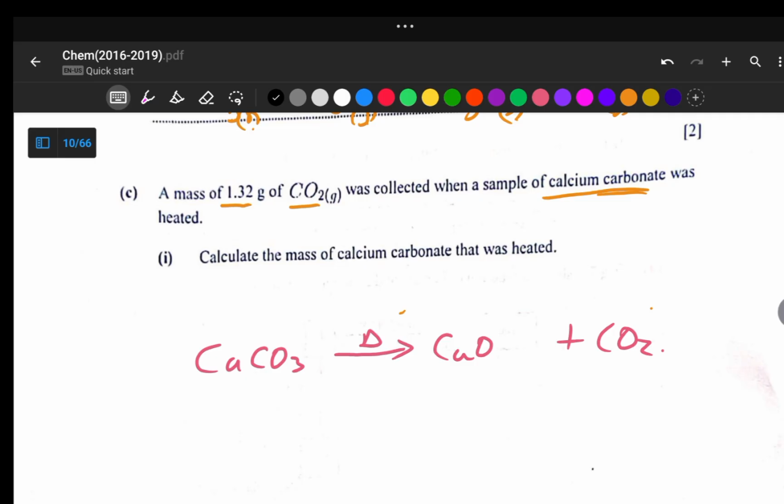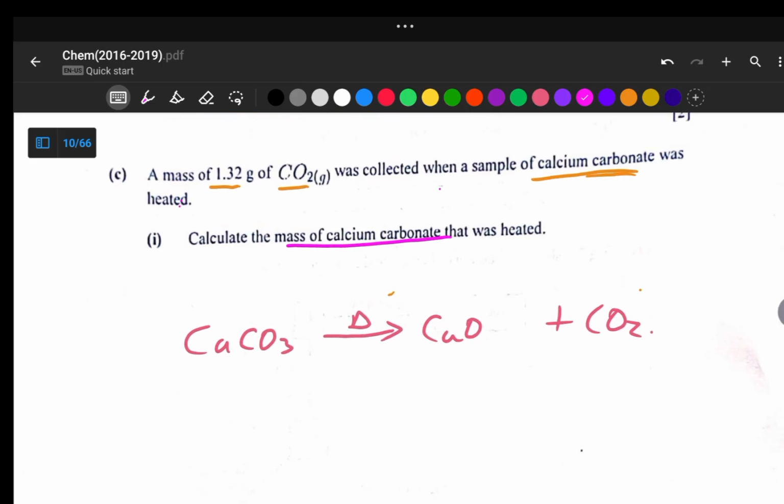So here we are given that 1.2 grams of carbon dioxide was collected when we heated this calcium carbonate. So we are required to calculate the mass of calcium carbonate that was heated. According to these molecular ratios, the MR of calcium carbonate is 100. Are we together? We're simply going to add 40 plus 12 plus 16 times 3. So this will obviously give us 100.